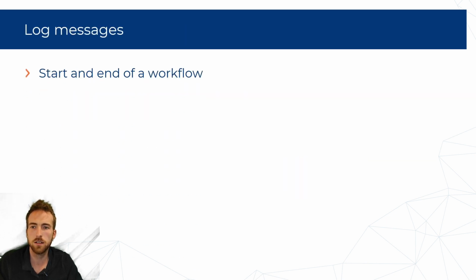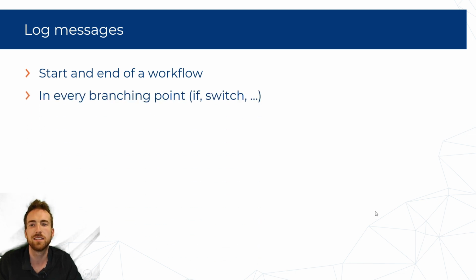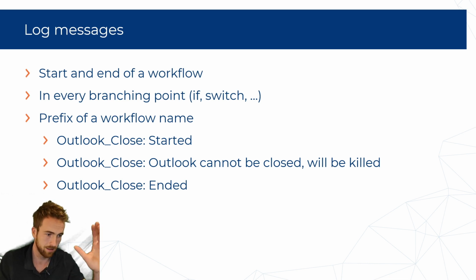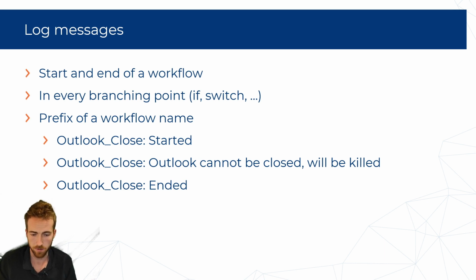Another little tip is about log messages. Try to put a log message at the start and the end of each workflow. It will really help. It can be called, for example, Outlook close started, then something is going on, and then Outlook close ended. You can prefix each log message with the name of the workflow. This really helps you to understand, in the amount of log messages in the orchestrator, what's going on and to which file the log message belongs.